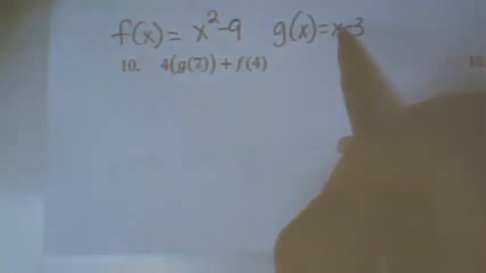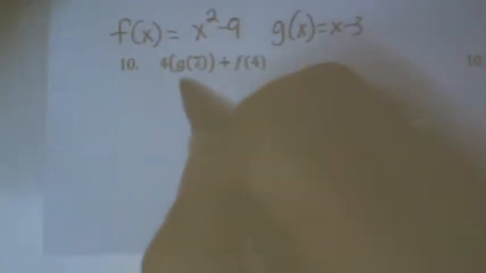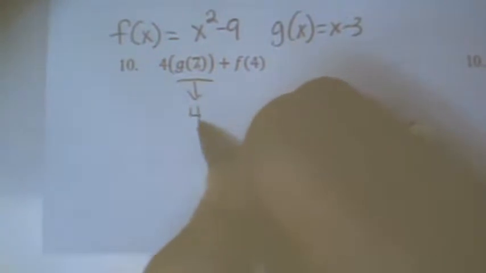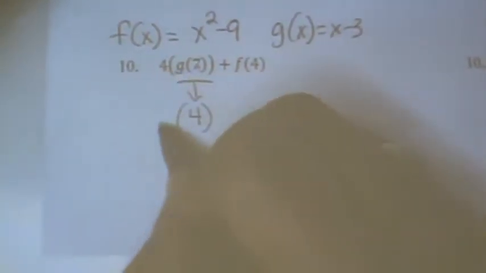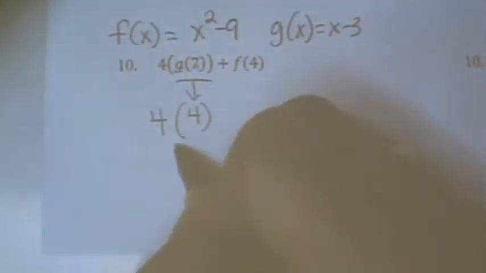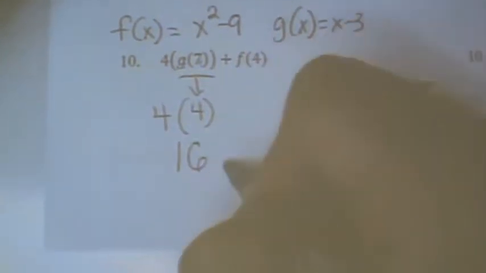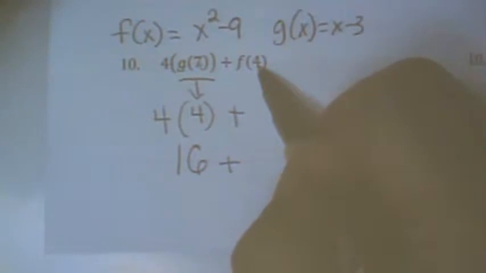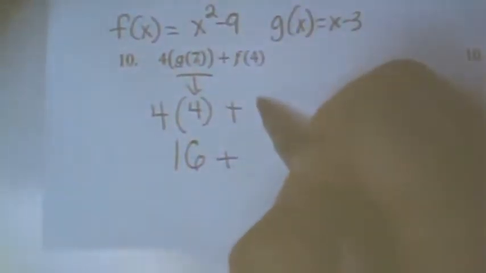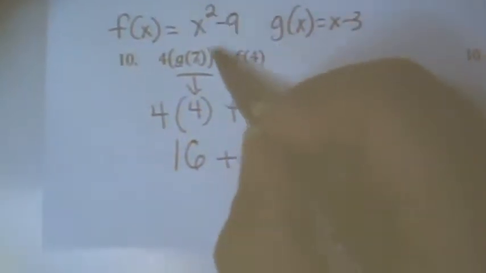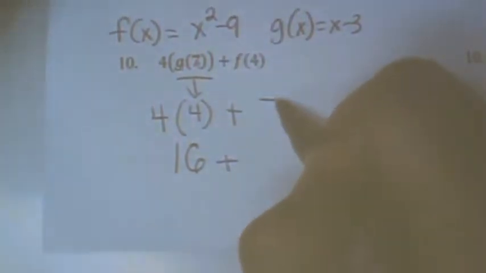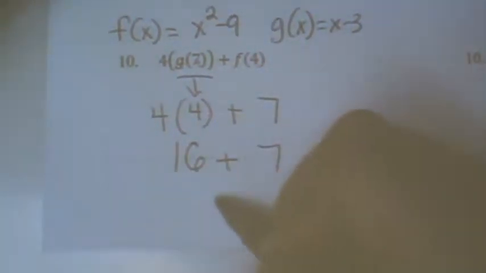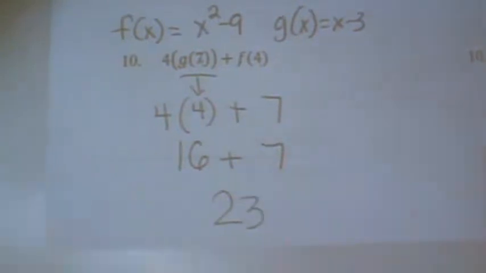If I were to put 7 right here, what is 7 minus 3? 4. So this piece equals 4. So 4 times 4. 4 times 4 is 16. We're going to add, what is this telling you to do? Plug 4 into the f function, so what's 4 squared? 16. What's 16 minus 9? 7. What's 16 plus 7? That's your answer.